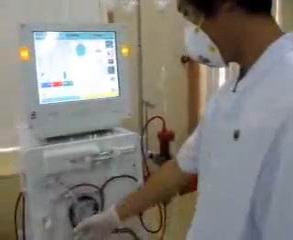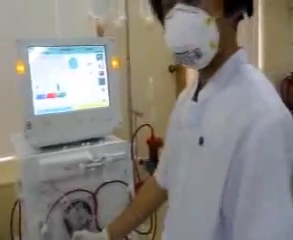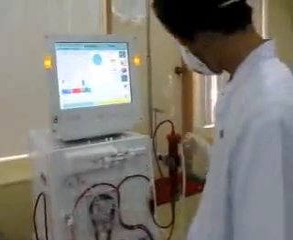Okay, as you can see, there is a flow, the arterial blood. It will go to the dialyzer.